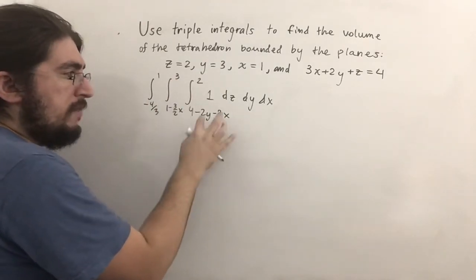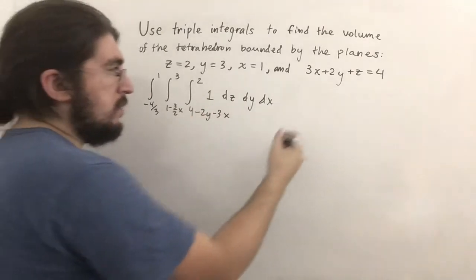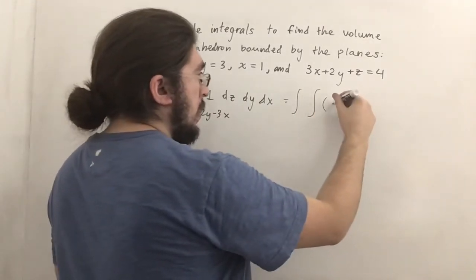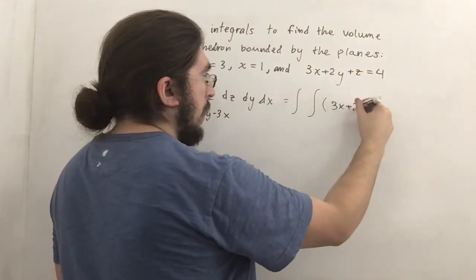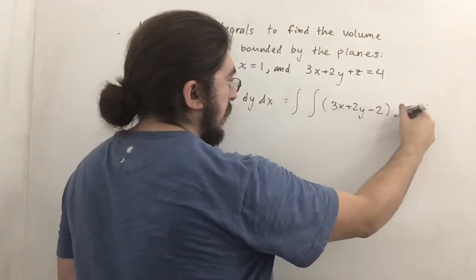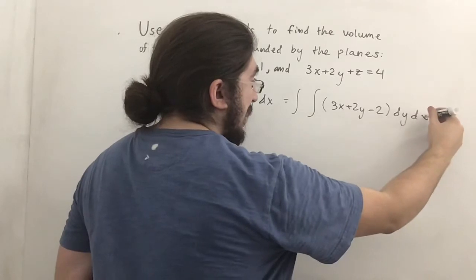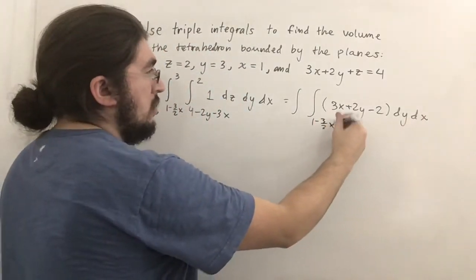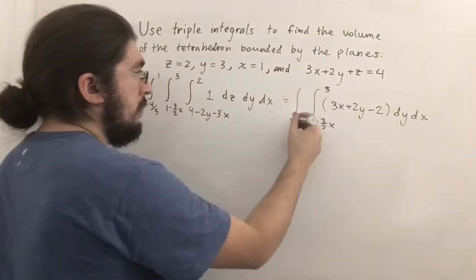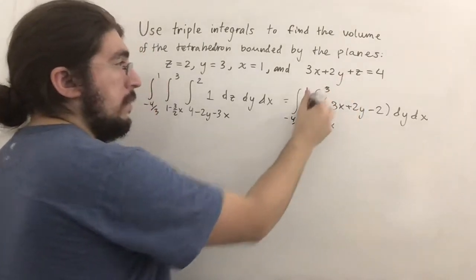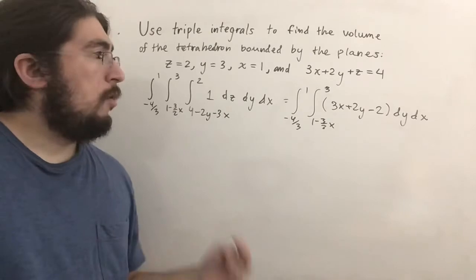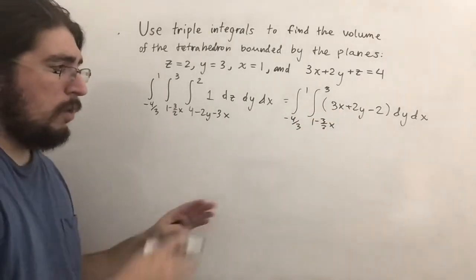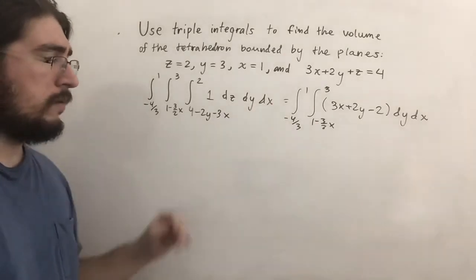So if we distribute the negative, those become positive. 2 minus 4 is negative 2. So really we have this double integral now with our integrand now being 3x plus 2y minus 2. That's not too hard to verify. First dy, then dx. We know the limits. 1 minus 3 halves x to 3, there we go. And negative 4 thirds to 1. Perfect. Now what? Well, now we have to take the antiderivative of this with respect to y, which I'm going to work on quite a bit here below, and then we'll continue the integral.